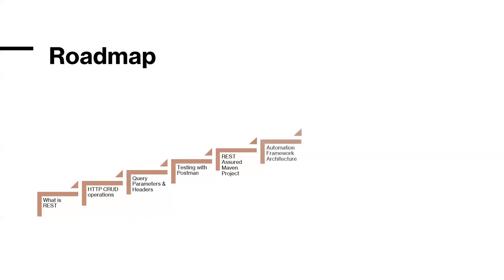After that, we will be going through the automation framework architecture, what kind of automation framework architecture we will be following, and how different modules will interact with each other. So these are the things that we are going to cover in this stage. After this stage, we will be testing and validating the API responses using our automation framework.